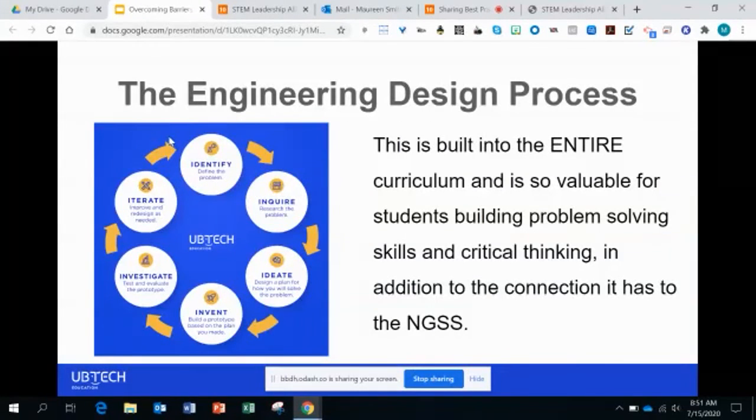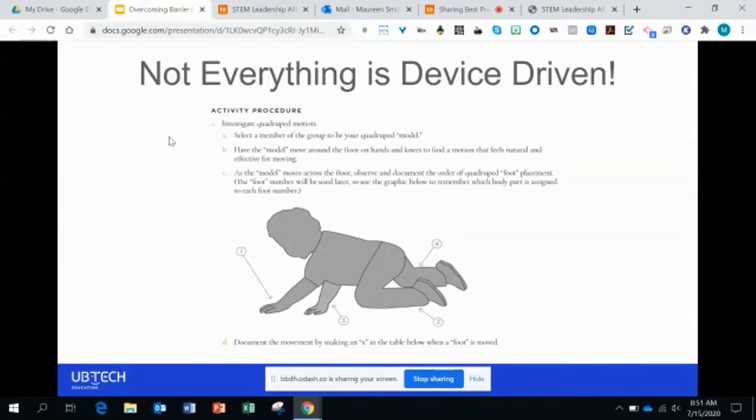The engineering design process, as I mentioned, is covered throughout the whole thing. And I know we're getting close to the end.